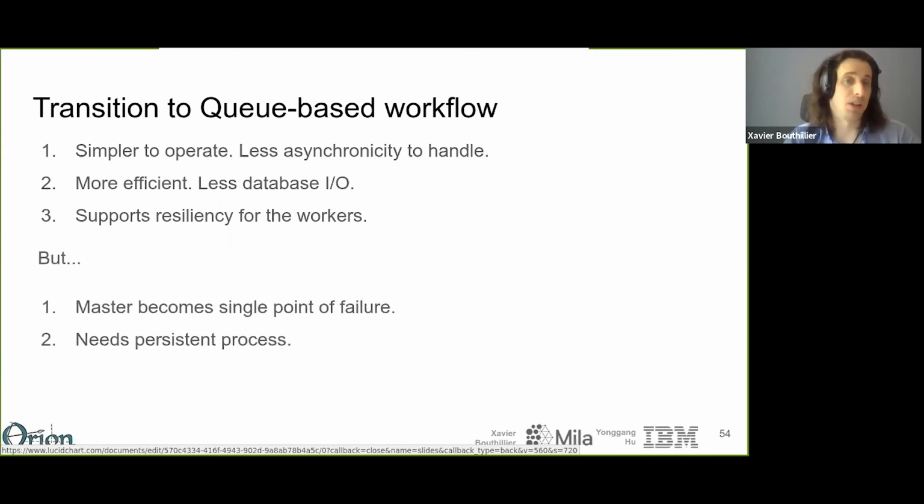But the main issue we still need to tackle is that we would go back to the problem that the master becomes a single point of failure, and we cannot afford this, since if we run the master on a compute node, it's likely that the master may die, and then we lose the whole process. And that's related to the fact that we need a persistent process. So these are the issues that we still need to tackle in this transition to a queue-based workflow.